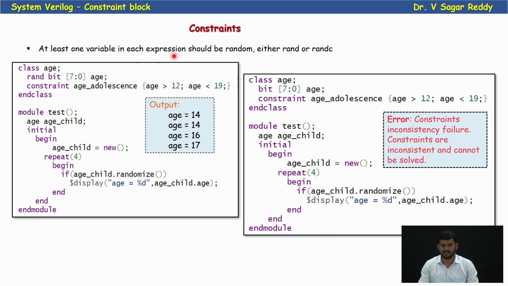So at least one variable in each expression should be random. In this, age is the one variable, and it should definitely be random. Age should be rand or randc, but it is not a random variable, so we got an error: the constraints are inconsistent, failure.